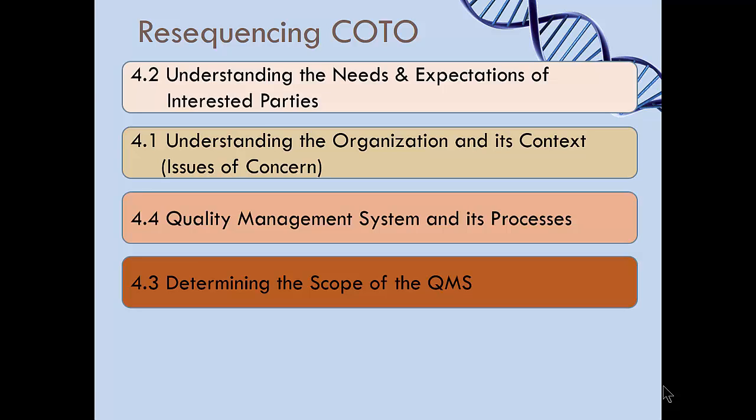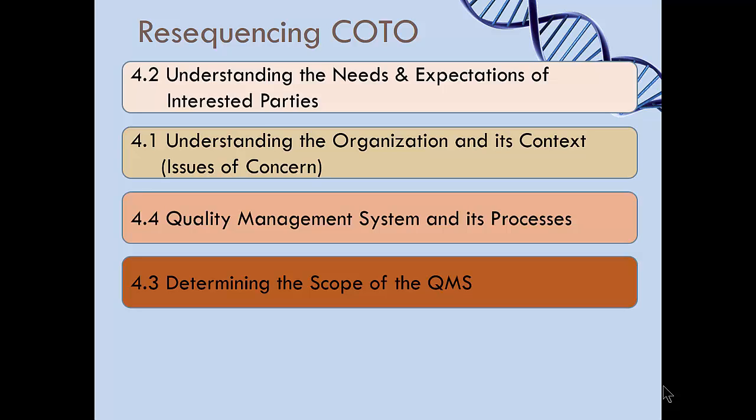So the proper sequences start with 4.2 and then go to 4.1. Now the next two are also out of sequence. They wanted you to determine your scope of your quality management system and then determine your processes, which is crazy. So instead, you have to understand your processes first and then scope the quality management system.